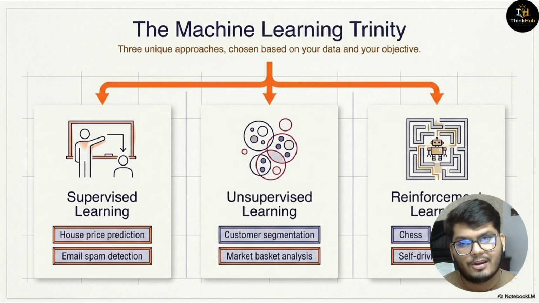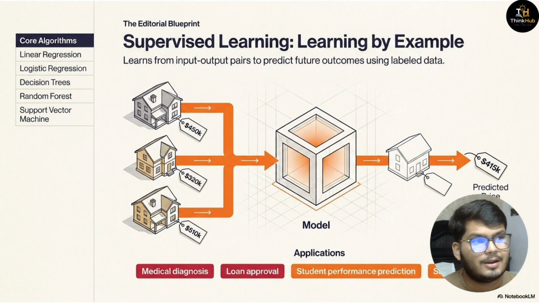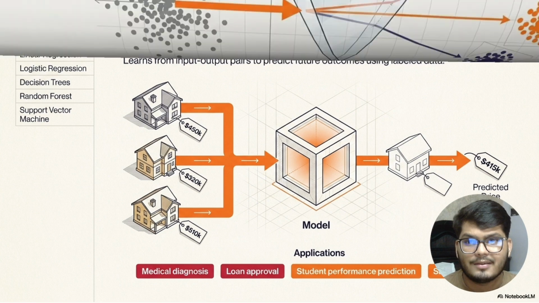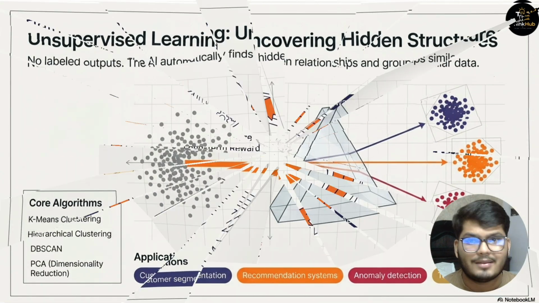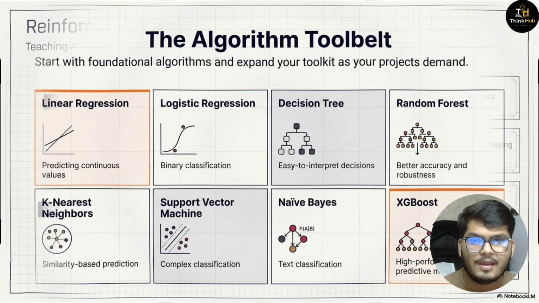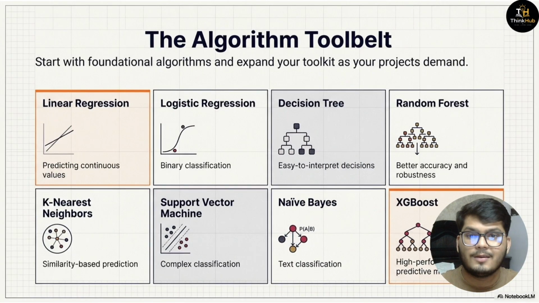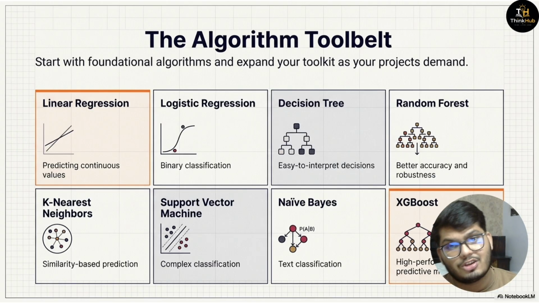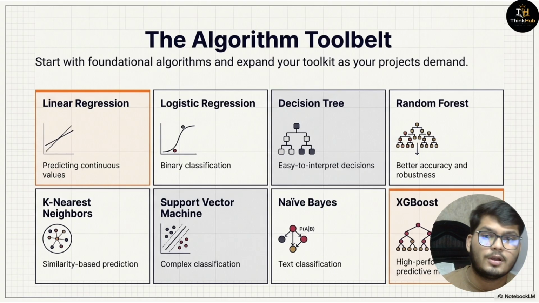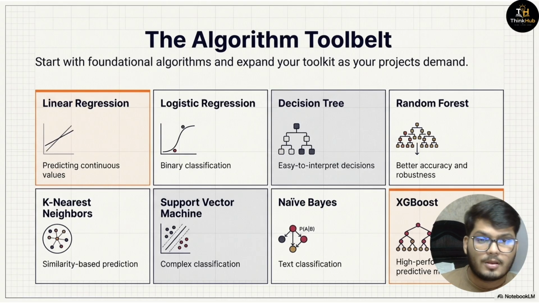And this is the machine learning trinity. There are three types of machine learning: supervised, unsupervised, and reinforcement. This is supervised, this is unsupervised, and this is reinforcement. You can just read it, I will not tell you about each and everything. And the algorithmic tool belt, basically the tools you can use, are linear regression, logistic regression, decision tree, random forest, k-nearest neighbors, support vector machine, Naive Bayes, and also XGBoost.